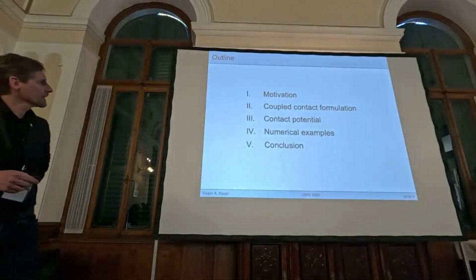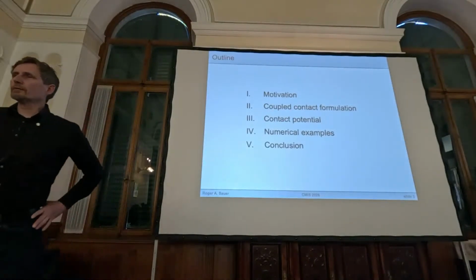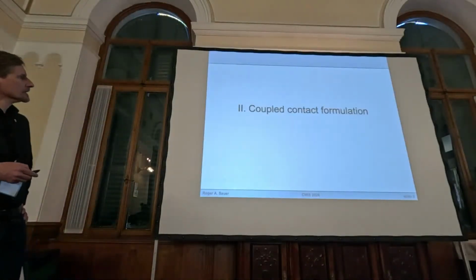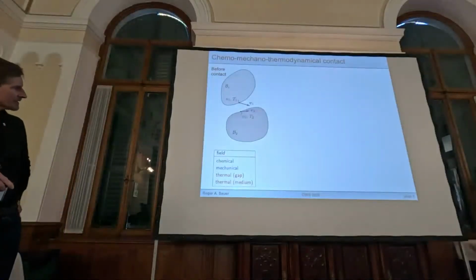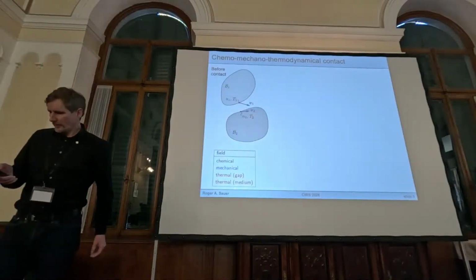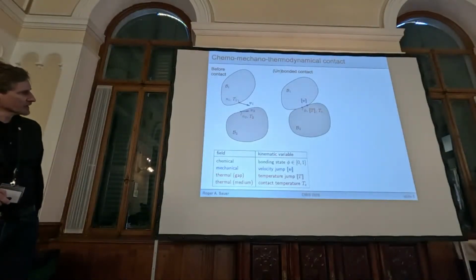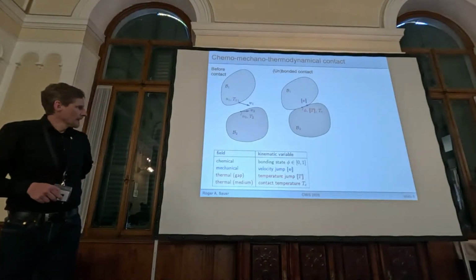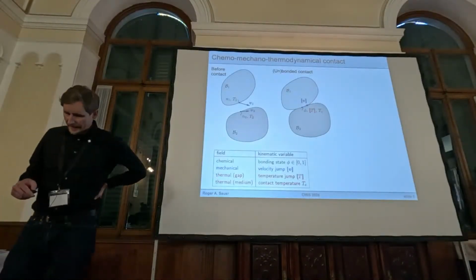Okay, very well. So I will talk a bit about the formulation and the potential that we use to describe this, and then directly jump to the numerical examples. If one looks at the basic contact problem, there will be a chemical field in green, a mechanical field in blue, and we will be having two thermal fields. The corresponding kinematic variables would be the bonding state, that describes how much it has bonded, the velocity jump, and the temperature jump, and then additionally an interfacial temperature that is considered independent here.